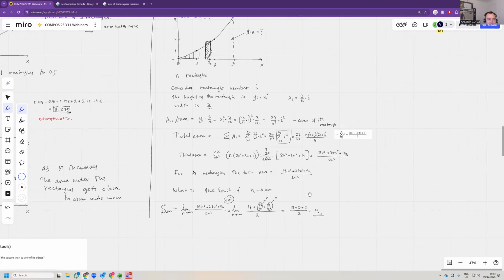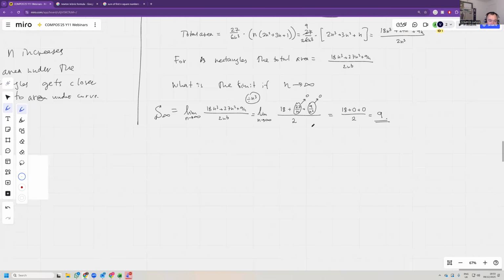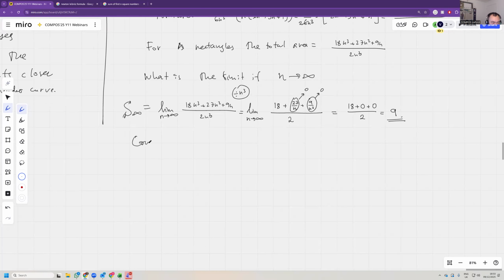And so for the cherry on top, let's compare. The integral from 0 to 3 of x squared dx is x cubed over 3 between limits 3 and 0. And that's 3 cubed over 3 minus 0 cubed over 3, which is 27 over 3, which is 9.